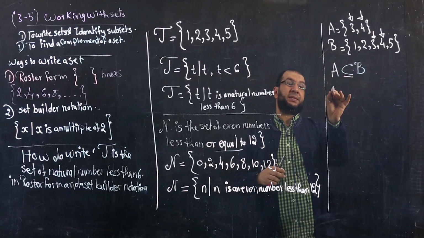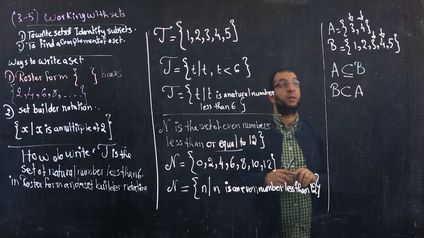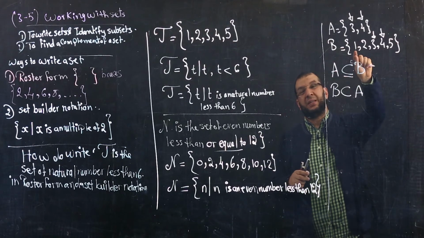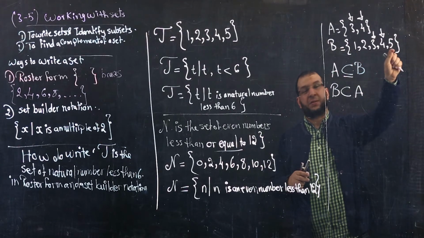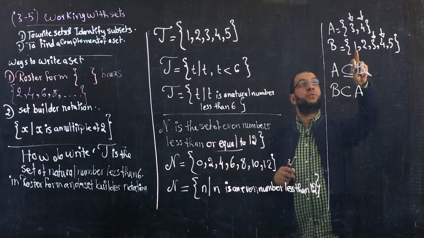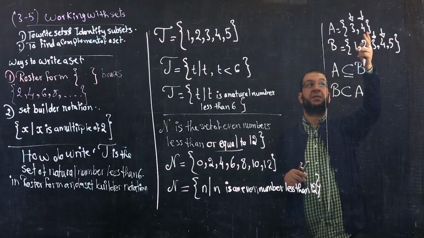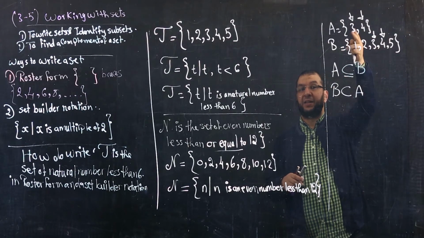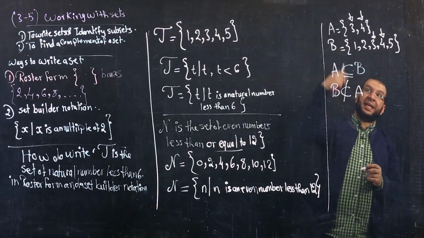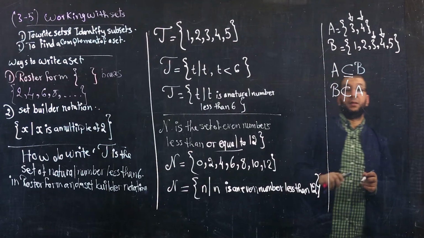Can we say that B is a subset of A? Let's go back to the definition itself. Do all the elements of the set B exist in set A? 1 doesn't exist in A, 2 doesn't exist, only 3 and 4 exist in A. So we cannot say that B is a subset of A. We can say that A is a subset of B, but we cannot say that B is a subset of A.